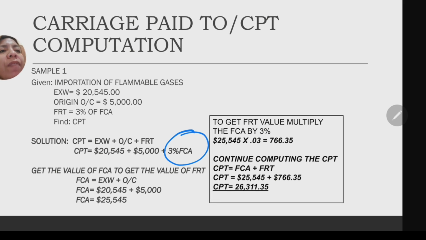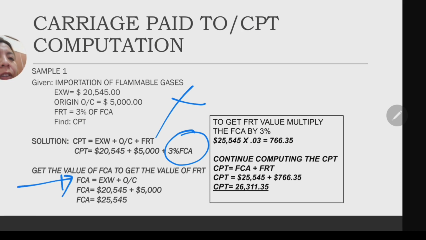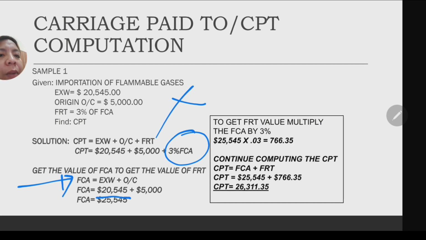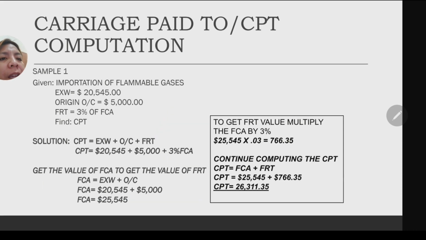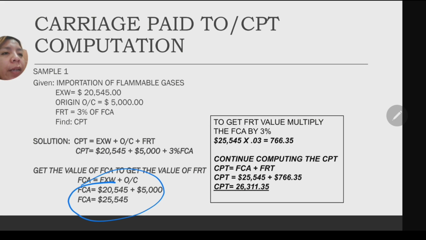Since there is no given FCA value, what we need to do is first compute for your FCA. The formula for FCA is equal to ex works plus other charges. So your ex works is 20,545, plus your other charges, which is 5,000 US dollars. You'll get the value of your FCA, 25,545 US dollars.